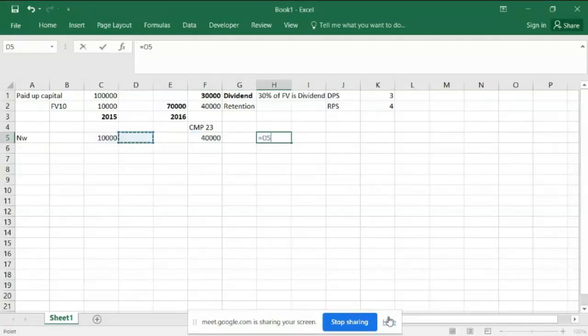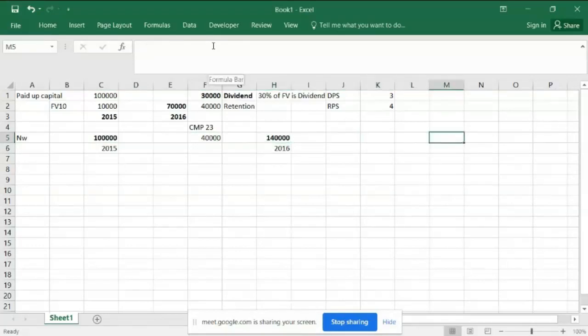Here the paid up capital is 1 lakh plus reserves and surplus of 40,000. 1 lakh 40,000 is the net worth of the company. So during the year 2015, the net worth is 1 lakh rupee. During the year 2016, the net worth is 1 lakh 40,000 rupees.